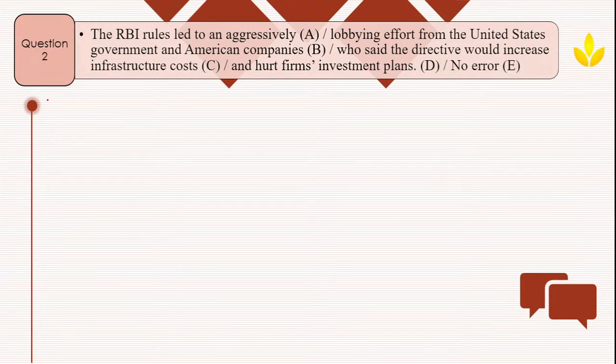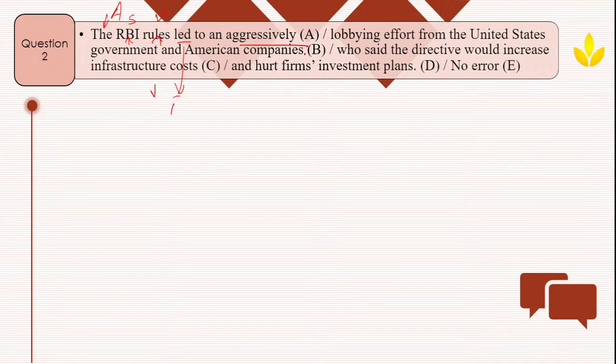So here you can always look at subject verb agreement, tense, because it's a big sentence. If you look at the first fragment, that is A alone, the RBI. So we are particularly talking about the definite article. Subject is given, RBI is singular, so we are going with a singular verb, that is rules. Led, it is in past.